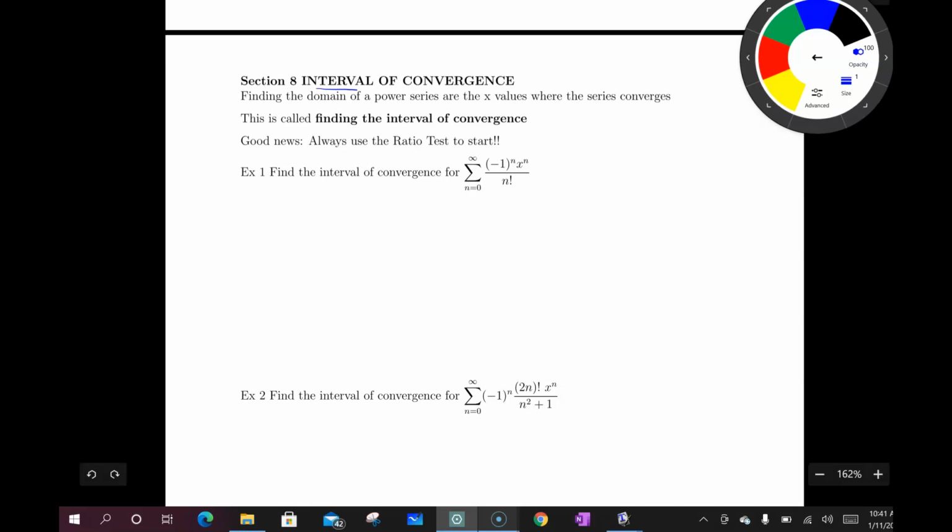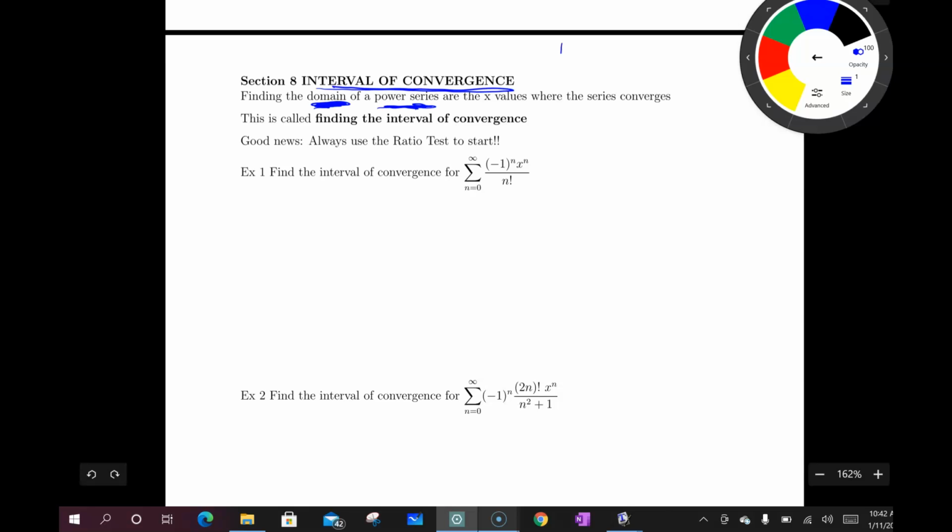All right, finding the interval of convergence is the same thing as saying find the domain of a power series. Power series could be Maclaurin, Taylor. So I want to find the domain of the series. And what's the domain going to be?